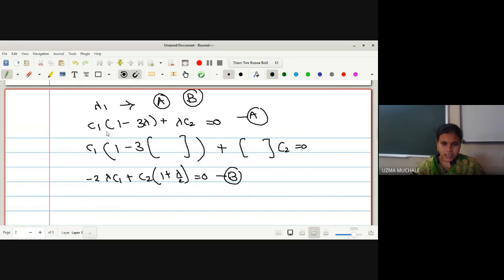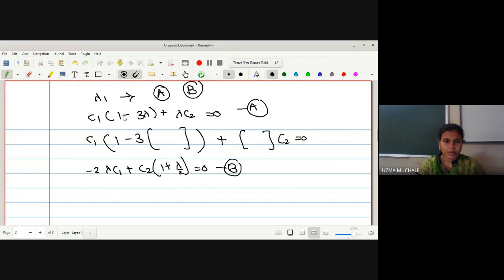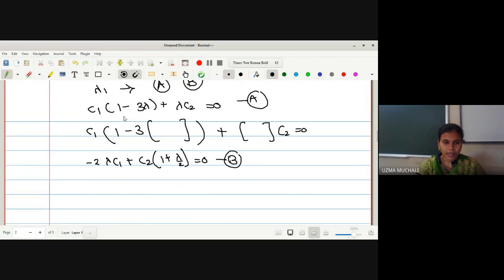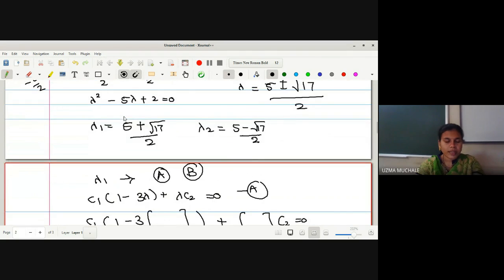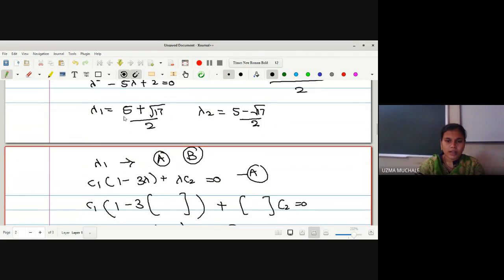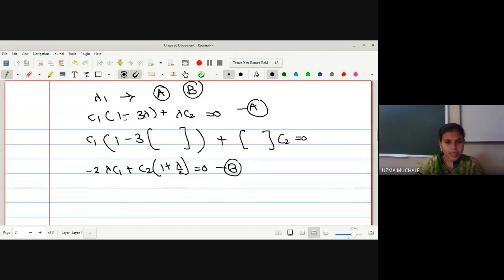Okay. And as it is somewhat complicated to solve because it is with under root 17, you can put it as it is. Because what is the question? We have to find out the values of lambda for which we are going to get a non-trivial solution, and hence you can put up the result like this also. Or if the question is like this, find the values of C1 and C2, then you have to solve this equation after putting the values of lambda.